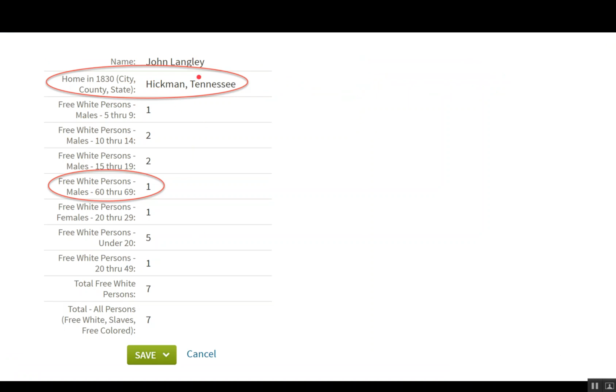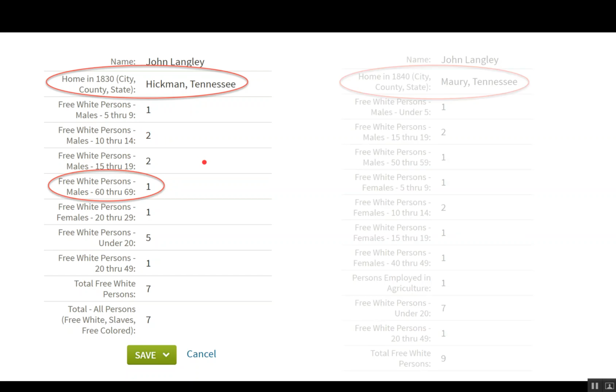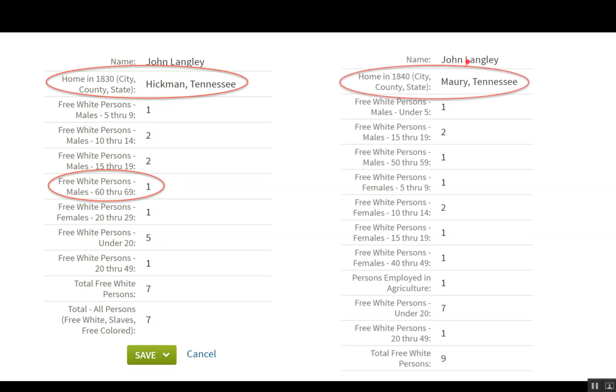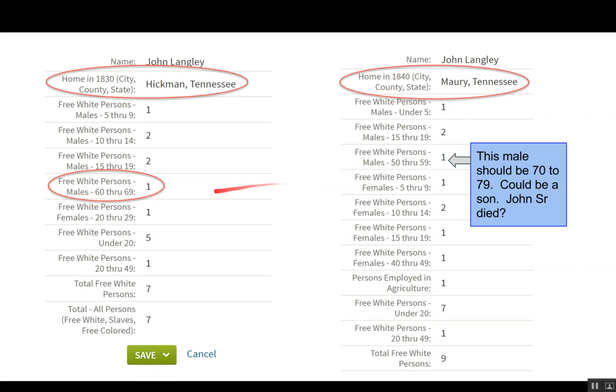So this is the John Langley in 1830 in Hickman County, Tennessee, and this shows him, the male, he would be 60 to 69 years old. So over here in Maury County, this John Langley is 50 to 59. And the John Langley on this side in 1840 would have been 10 years older, so should be 70 to 79. So could this one in 1830 be John Sr. and maybe had died and this is his son? It's just hard to know, but it gives you an idea of possibilities that we're going to keep track of and write down, right?